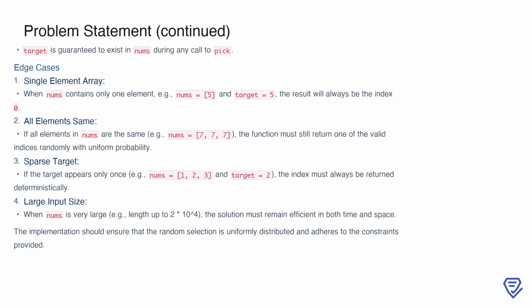When the target appears only once in the array, such as nums equals 1, 2, 3, with target equals 2, the result must always be the single valid index deterministically. Lastly, for very large arrays, your solution must remain efficient in both time and space, ensuring that it handles up to 20,000 elements without compromising performance. The main takeaway is that your implementation should guarantee uniform randomness while adhering to these constraints and edge cases.